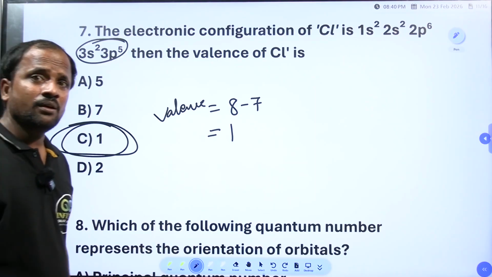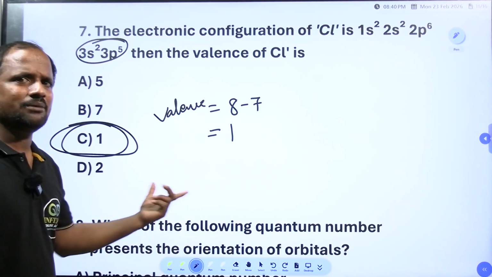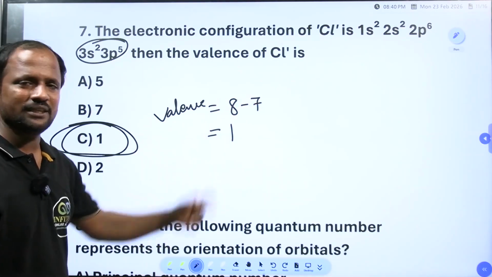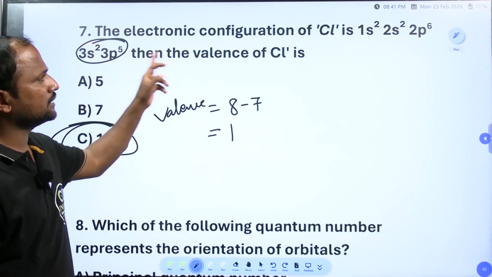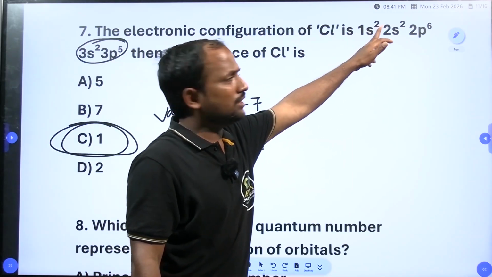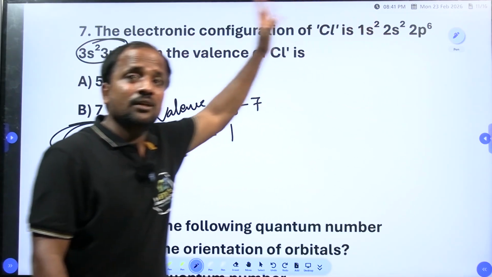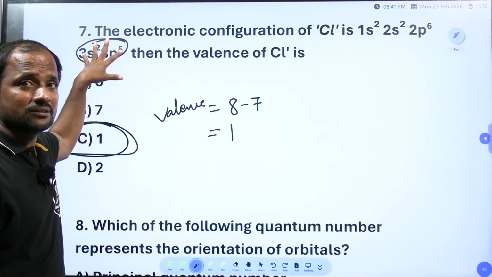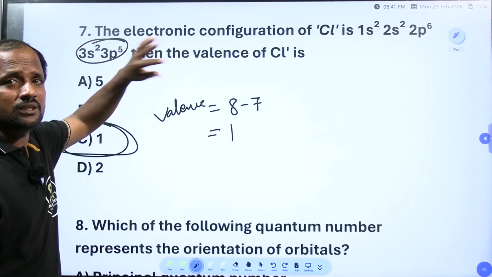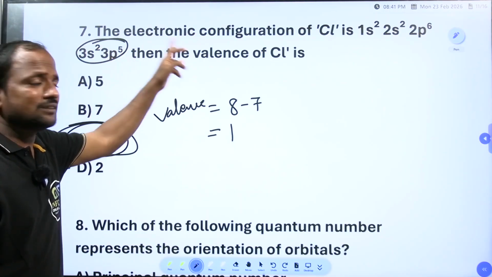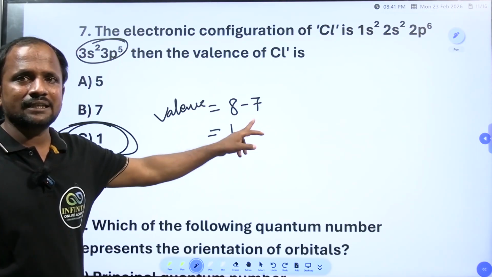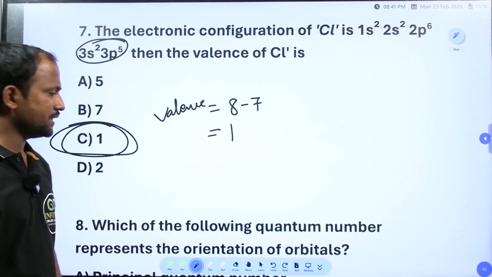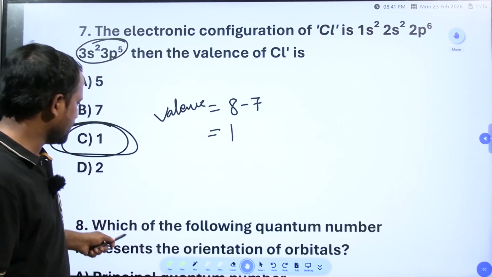Remember the formula. Valence is equal to 8 minus valence electrons, the outermost shell electrons. Valence is equal to 8 minus 7. Okay? Outermost shell electrons: 1s is the inner shell, 2s and 2p are also inner shells. The outermost shell is the third shell. How many electrons does it contain? Those electrons are called valence electrons. These valence electrons can be subtracted from 8, and you get the valence, the combining capacity. Okay, right. We'll see the next question.